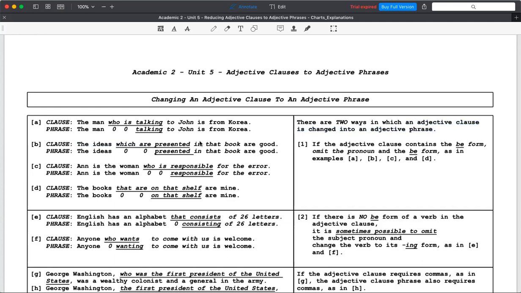The second clause is "The ideas which are presented in that book are good." If I want to shorten it and make it an adjective phrase, I would say "The ideas presented in that book are good." So what we are doing here is shortening by eliminating the WH word and by eliminating the verb be. We can only shorten it if my pronoun is who, which, or that. If I have whose, whom, where, or when, I can never use it as a phrase.